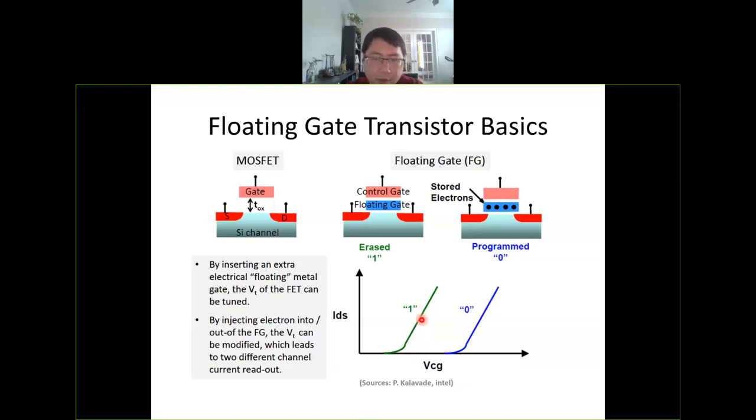For the 1 state, you have a large current here. For the 0 state, you have very small current. So you can rely on this current, and then the sense amplifier outside the array will detect the current and tell you which one is 1 and which one is 0. So this is how you read out the flash memory. Any questions here?